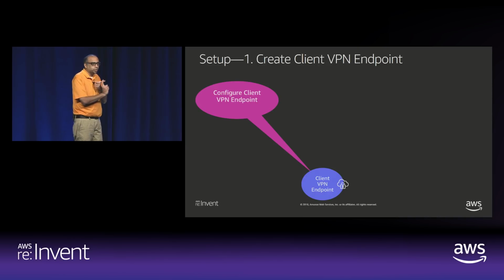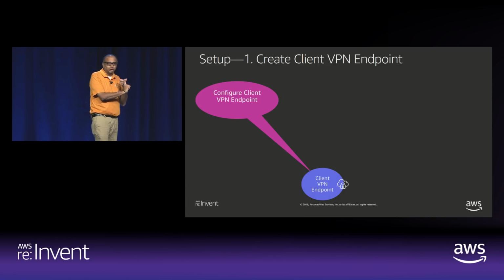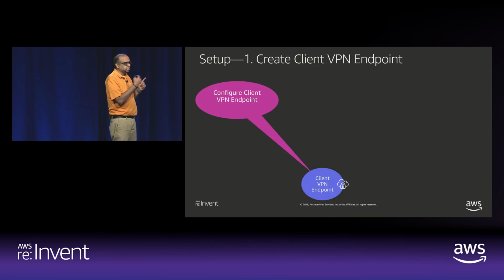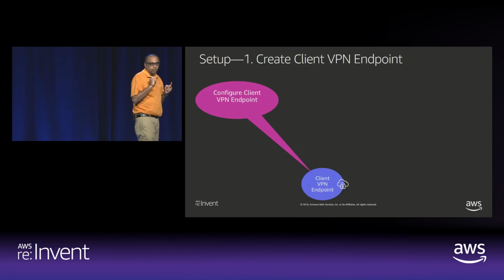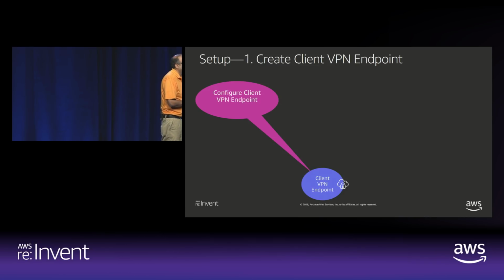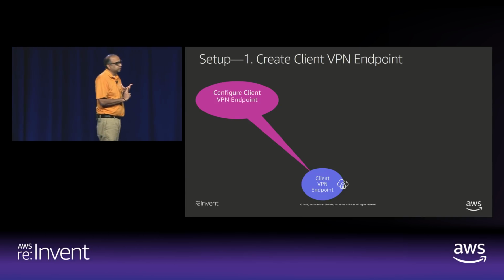Where do I pick up this address from? That you're going to give us the client CIDR range. So we're going to pick up addresses from that client CIDR range. The second aspect you're going to configure is server certificates.